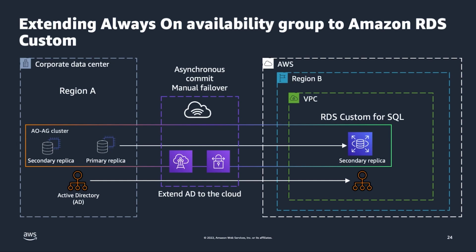So in this architecture, we are using two regions, Region A and Region B within AWS to mimic the corporate data center and AWS cloud. So on the left, you see the Region A. This is where I have configured the primary site where I have two node always on cluster. And then in the secondary region, Region B, I have the RDS custom instance configured as a secondary replica. And with this architecture, I would like to show both migration as well as the disaster recovery use case.